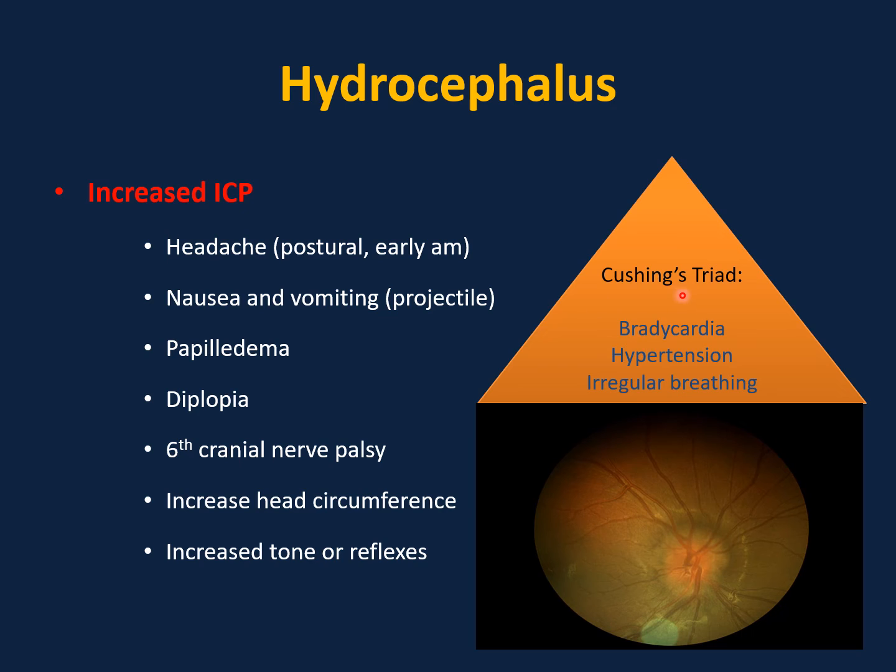Very important to know the Cushing triad, which is a late sign of increased intracranial pressure or severe cases of increased intracranial pressure. This is a really bad sign to have, which is bradycardia, hypertension, and irregular breathing, and this requires immediate intervention and admission to the ICU.